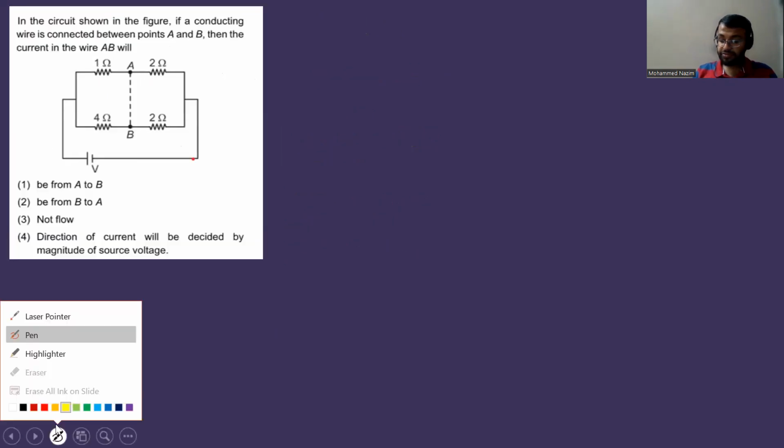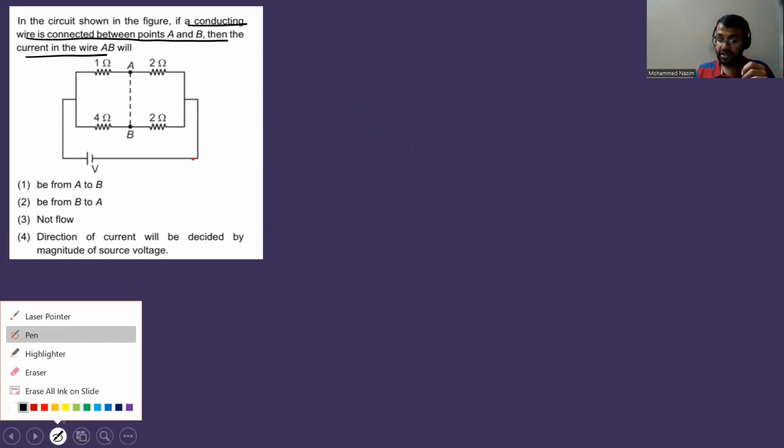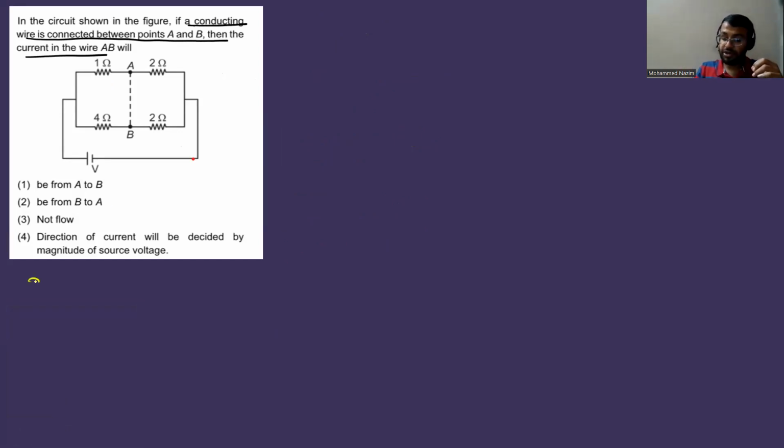Next question. In the circuit shown in the figure, if a conducting wire is connected between the points A and B, then the current in the wire AB. So you're connecting the 2 points by a wire. Where will the current flow from? See, current is going to flow from high potential to low potential, isn't it? Current flows from which potential to which potential? Current flows from high potential to low potential.